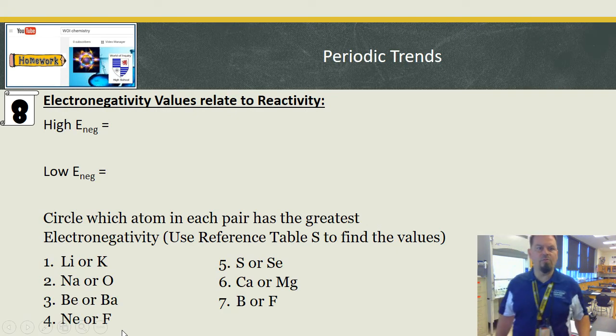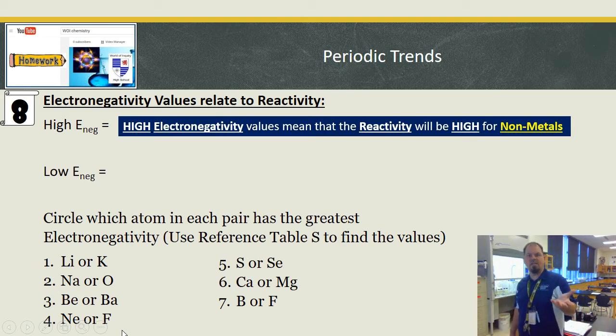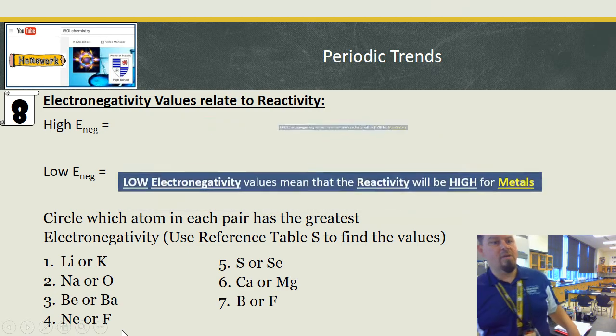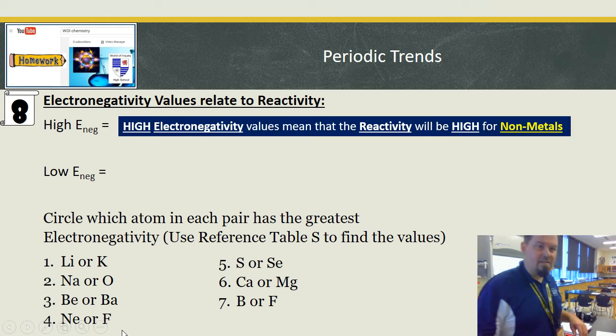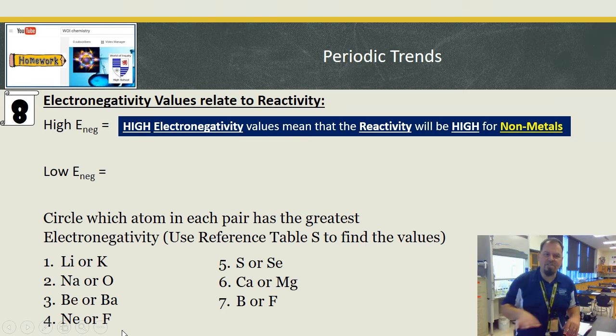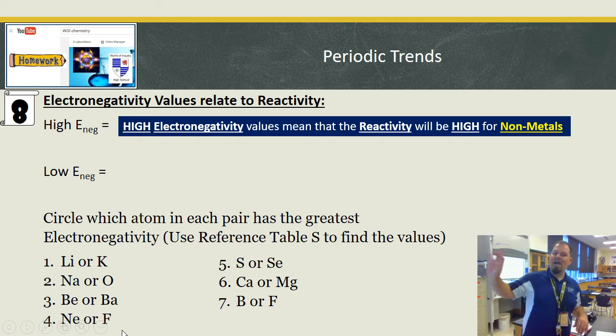Trend number 2. Electronegativity values to reactivity. High electronegativity value means that it's very reactive, and this is for non-metals. Low electronegativity values mean the reactivity will be high for metals, because we've got to go back and clarify these. Notice these are worded very similarly. High electronegativity values mean the reactivity will be high for non-metals.